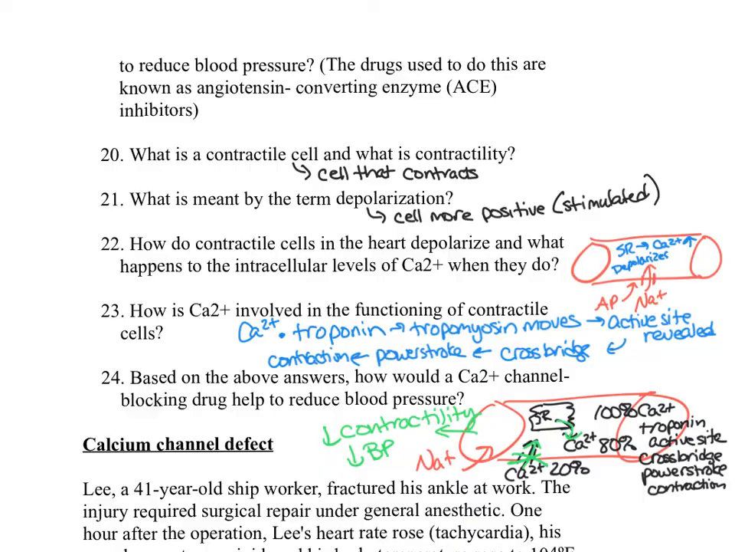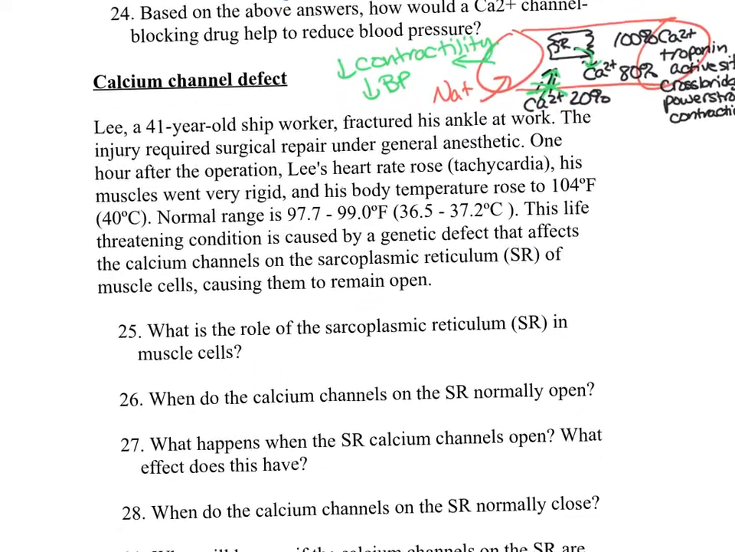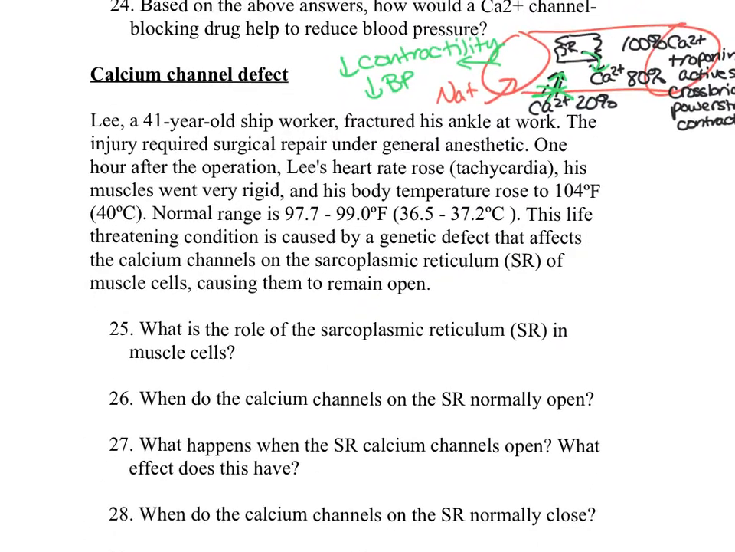The last case study that we have is a calcium channel defect, and this kind of comes right off of the last case study. So Lee, a 41-year-old ship worker, fractured his ankle at work. The injury required surgical repair under general anesthetic. 1 hour after the operation, his heart rate rose, so he had tachycardia. His muscles went rigid, his body temperature rose, and it went pretty high. It went up to 104 degrees Fahrenheit. So his condition is a life-threatening condition.